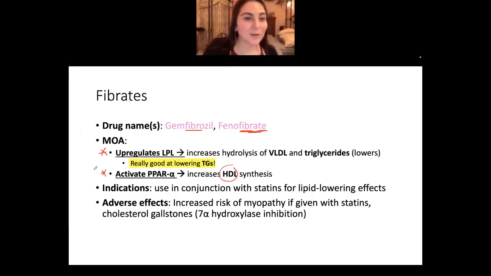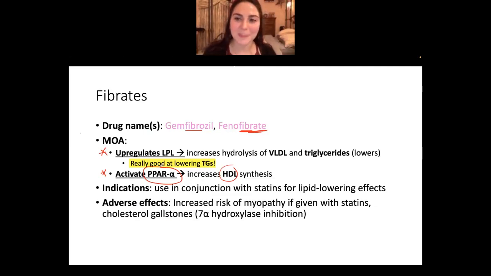These guys also increase HDL. They're one of the only ones that increase HDL. So, really good at lowering triglycerides as well as increasing HDL. And how they do this is they activate PPAR alpha. So, you can already imagine, remember PPAR gamma from the diabetes drugs. This is PPAR alpha. So, don't get confused.